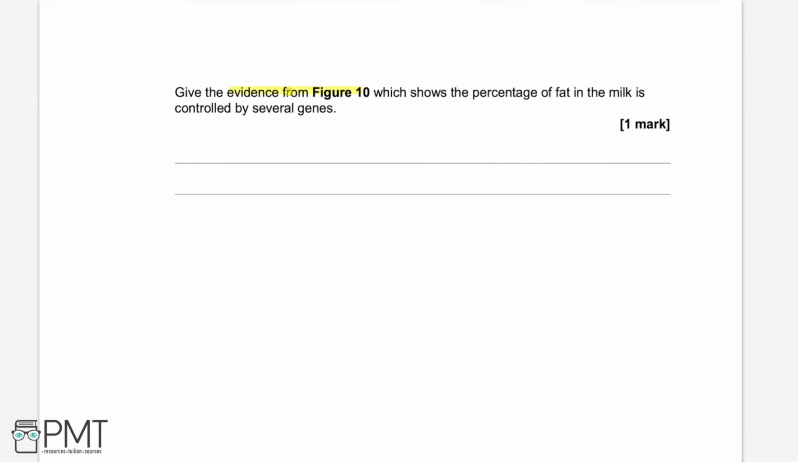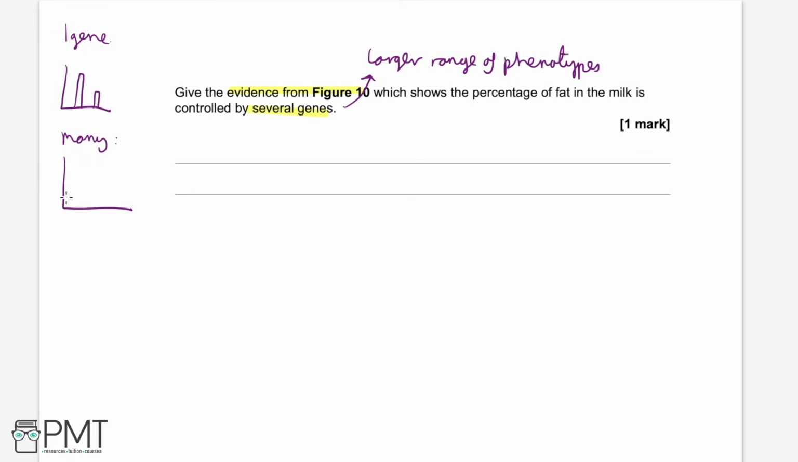Give the evidence from figure 10, which shows that the percentage of fat in the milk is controlled by several genes. Now, if a phenotype is controlled by several genes, then we expect a larger range of phenotypes. If it was controlled by a single gene, we would expect to see only two different possible phenotypes, as we discussed in the previous question. So a bar graph would look like this. However, with many different genes controlling a given phenotype, you'd have a more spread out graph that looks a bit like the normal distribution, that is a bell-shaped curve.